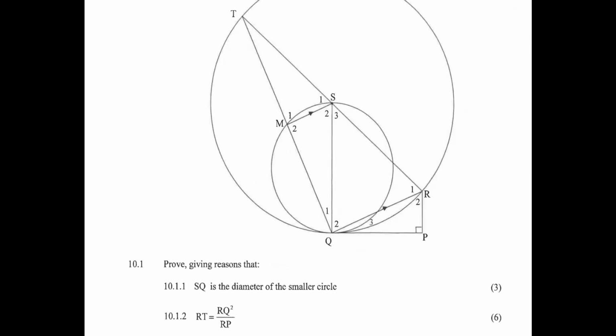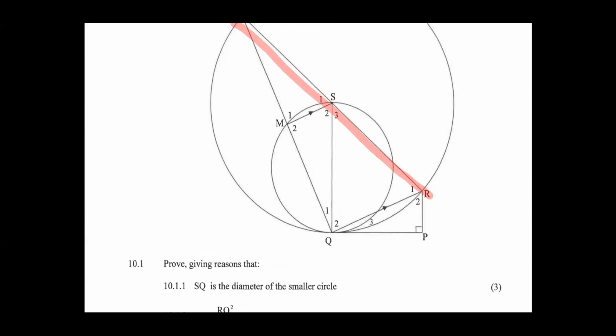So RT is this line here, the diameter of the big circle. That's RT. RP is the short line. So I'm assuming we're going to be using this triangle RTQ, and then the small triangle RPQ. Both of those triangles have the line RQ in them, and I guess that's how we're going to get the RQ squared.